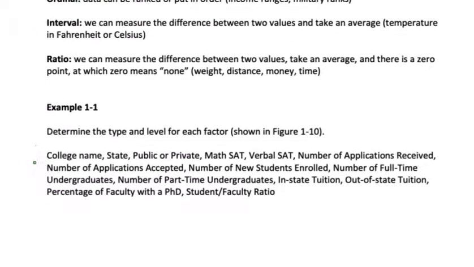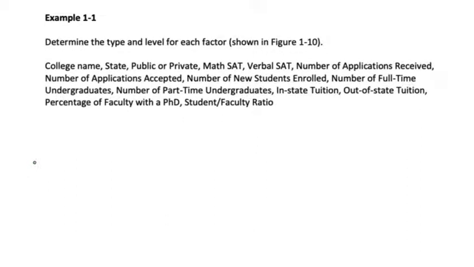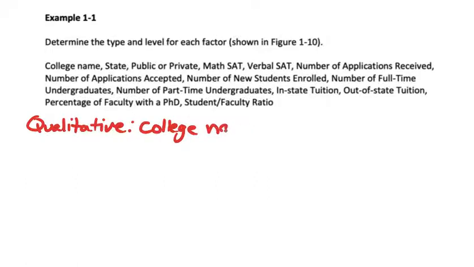So next we're going to look at example 1.1. It says to determine the type and level for each factor, and this is shown in a spreadsheet in the textbook in figure 1.10. So these are our factors right here. We're first going to categorize them as quantitative or qualitative. So I'm going to start with qualitative. College name would be qualitative data because those are words. So would state, because state names are also words. Michigan, Texas, Florida, those are all words.